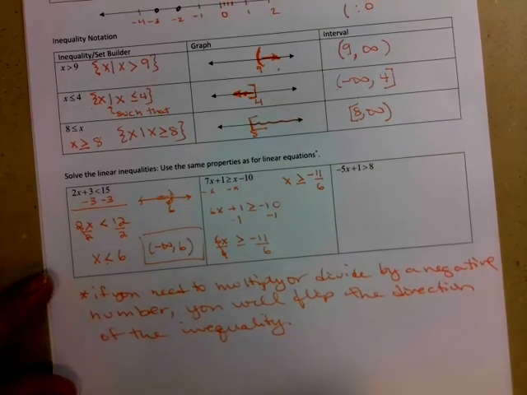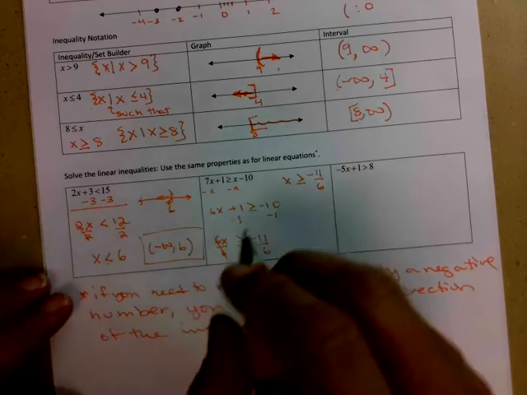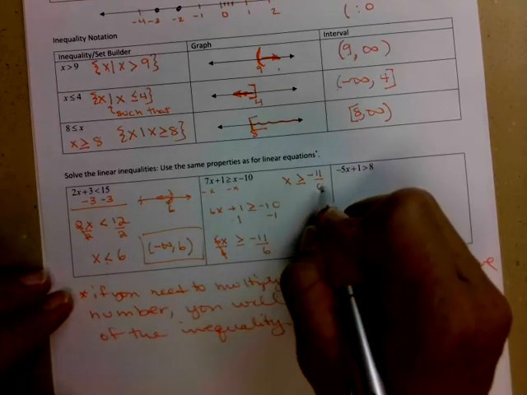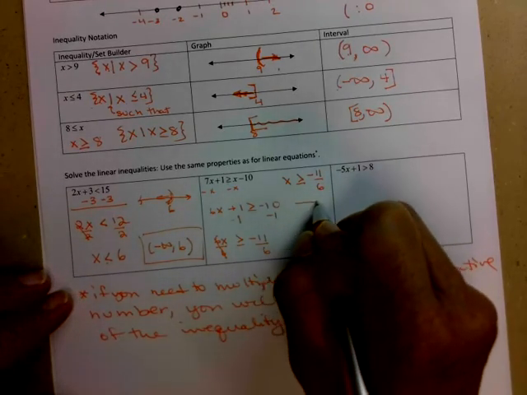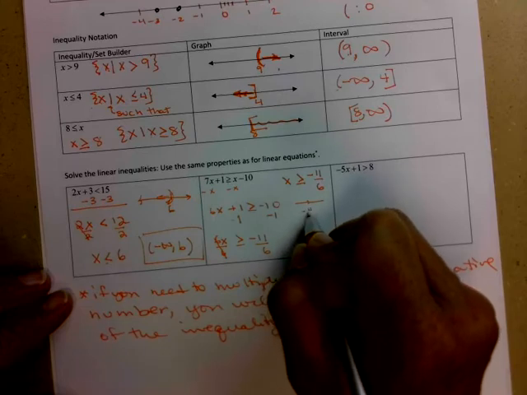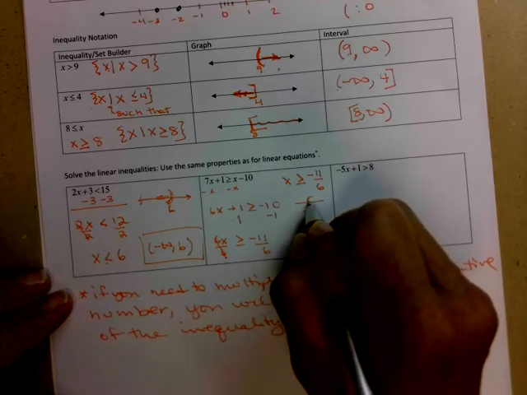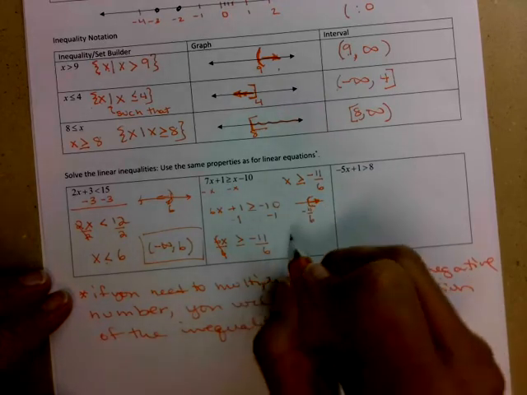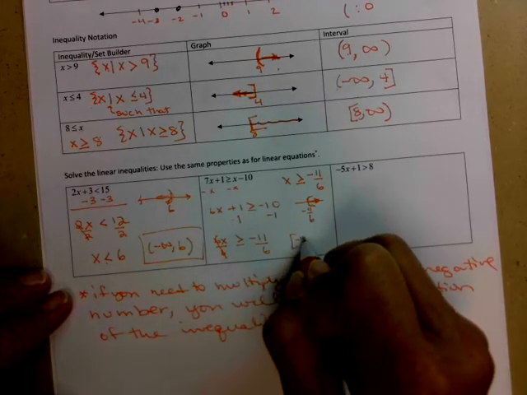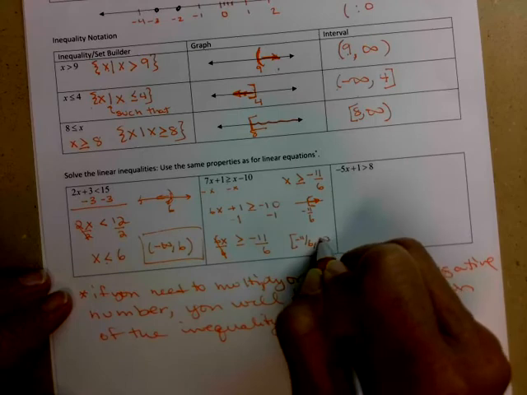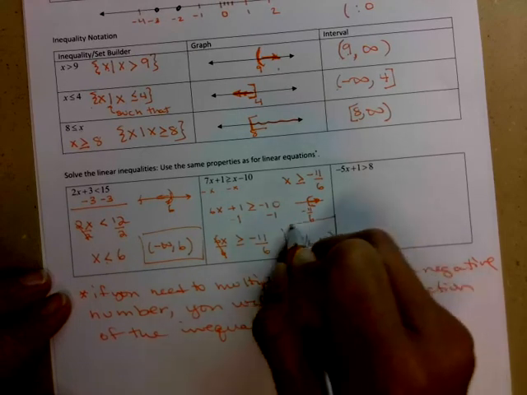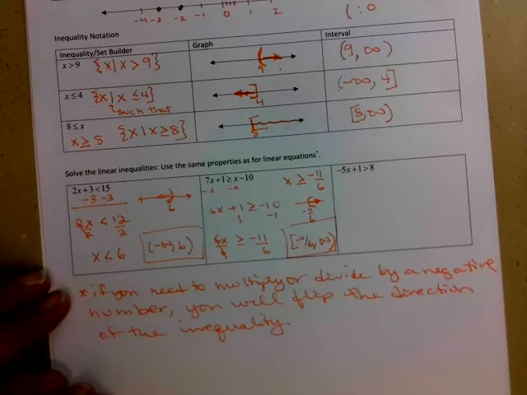I know it's an ugly number, but it doesn't matter, right? We just have to write it down. So let's go ahead and do it. So think about what the graph would look like. Negative 11 sixths. And we want to be greater than or equal to. So negative 11 sixths to infinity. That's how we would write our answer.